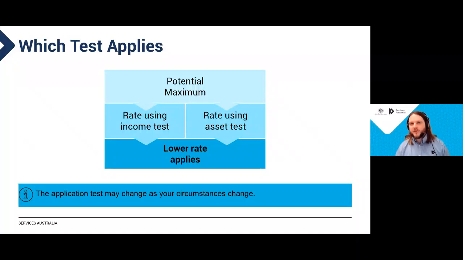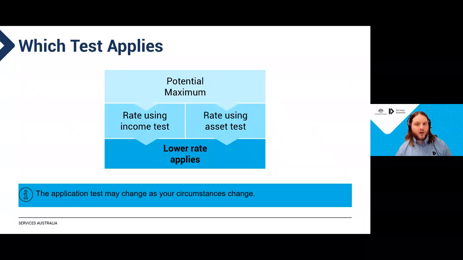The question, of course, is which of these tests is going to apply to you? To determine your rate of payment, we assess what your rate would be under both the income test and the asset test that we've just discussed. What this means is that we assess both your assets and your income at all times. We then compare the two tests against each other to see which is paying you the lower rate of payment. So for example, if your assets are higher than your income, we'll pay you under the asset test. If your income is higher than your assets, you'll be assessed under the income test. This comparison happens automatically in the background every time you update us with changes.